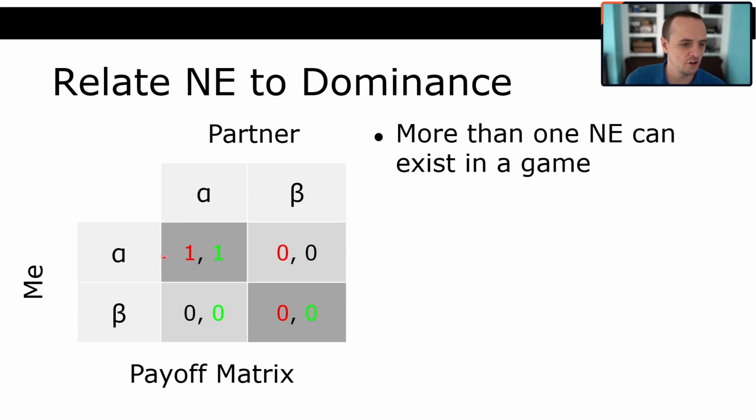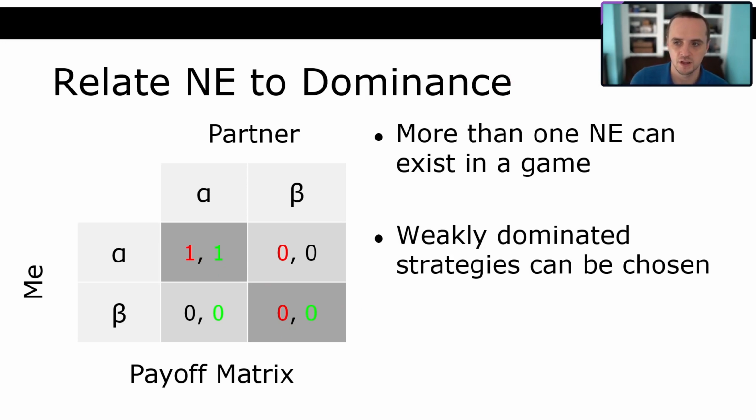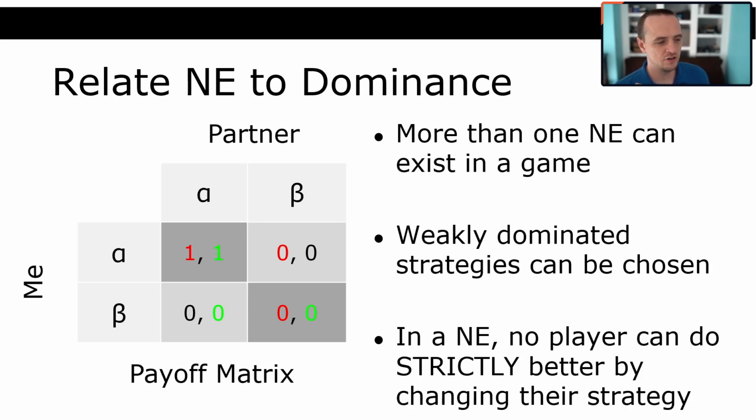So in this trivial example over here, we have two best responses for alpha, alpha. We have two best responses for beta, beta. And so alpha, alpha, and beta, beta are the two Nash equilibria for this game. So weakly dominated strategies can be chosen in a Nash equilibria, but no player can do strictly better by changing their strategy. Okay?